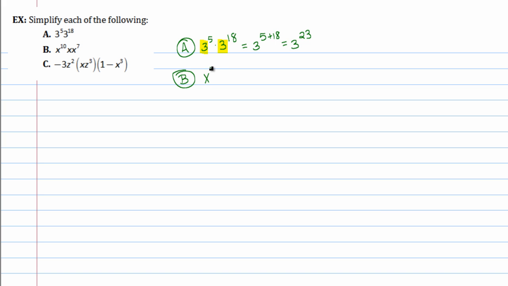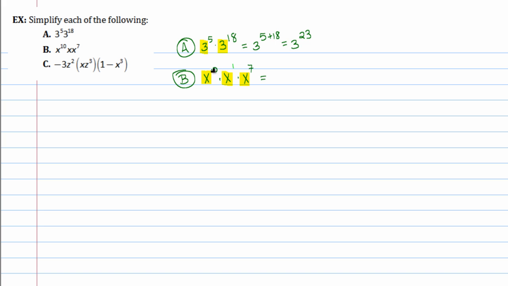Example B, we have x to the 10th times x to the 7th. Again, notice that all the bases here are exactly the same. That allows us to link these up here. What's nice about this example is that there's a little missing and hidden number 1 here. If there's not an exponent that was distinctly given to you, you can assume that it's to the first power. So if they say x, they mean x to the first. You have one of them.